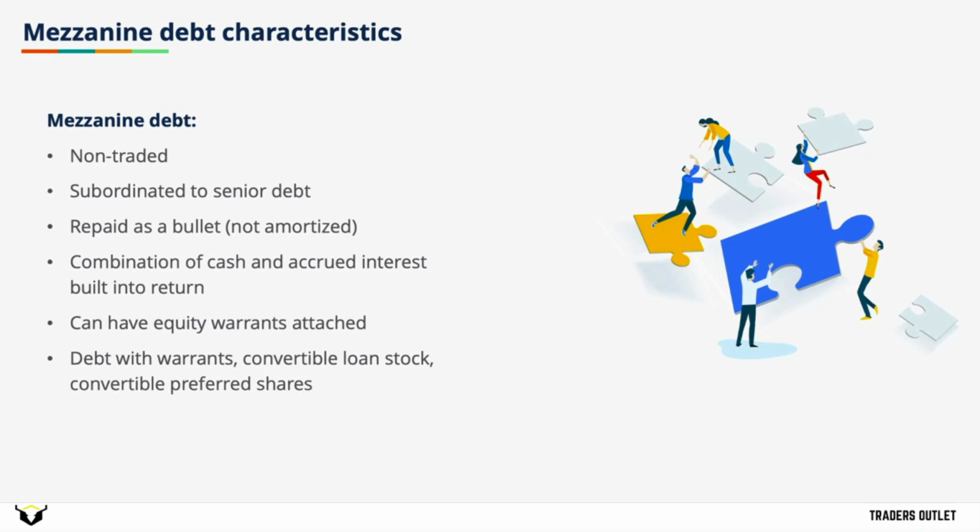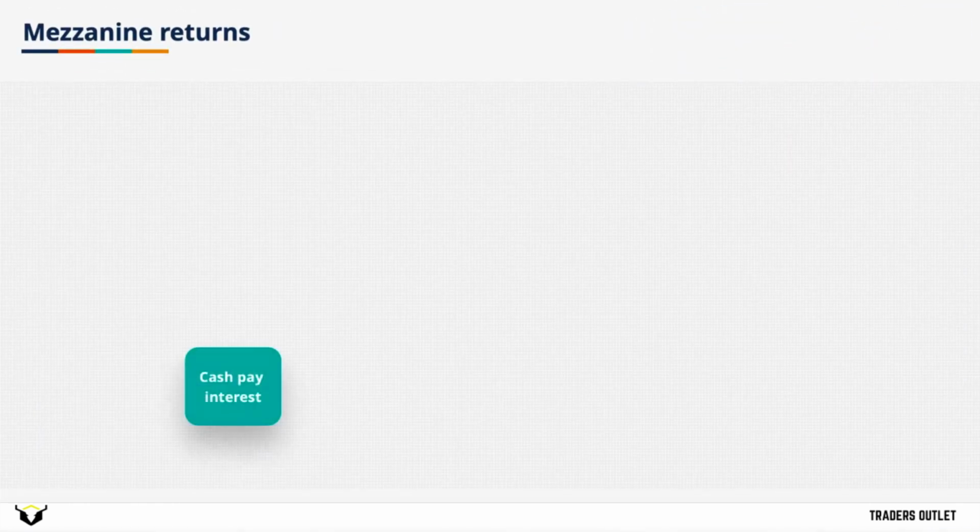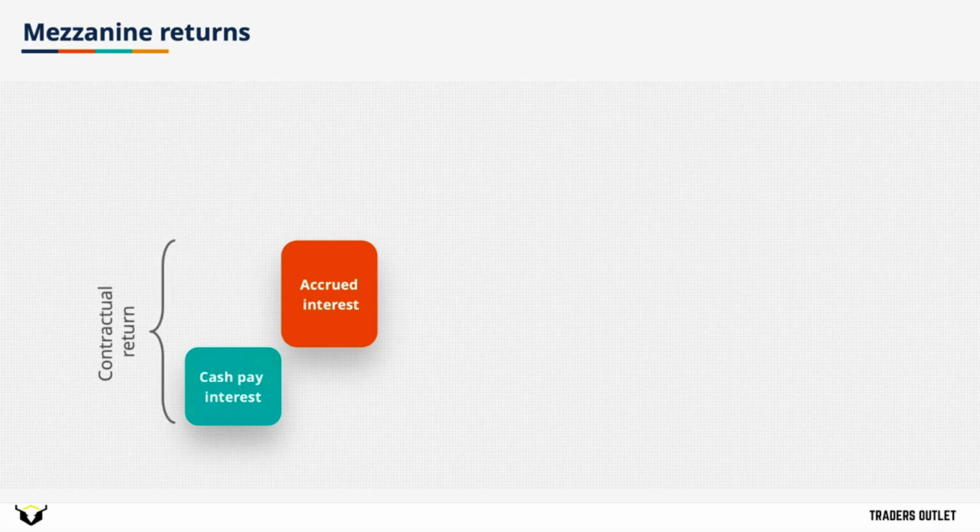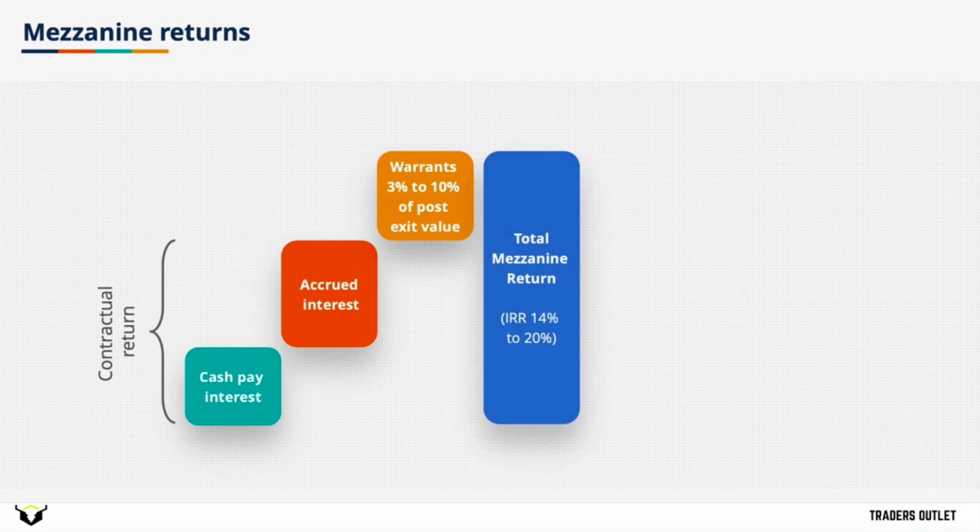Let's take a look at the return profile for mezzanine debt. First, there's the cash pay interest. That's the interest that's actually paid out with cash. Then there's the accrued interest that builds and is paid out at the end. That's the contractual return between the company and the investor. Above that, there could be warrants, anywhere from 3 to 10% of the sale of a company at the exit value. And all of that would combine then to give the mezzanine investors a targeted internal rate of return somewhere between 14 and 20%, just as an example.